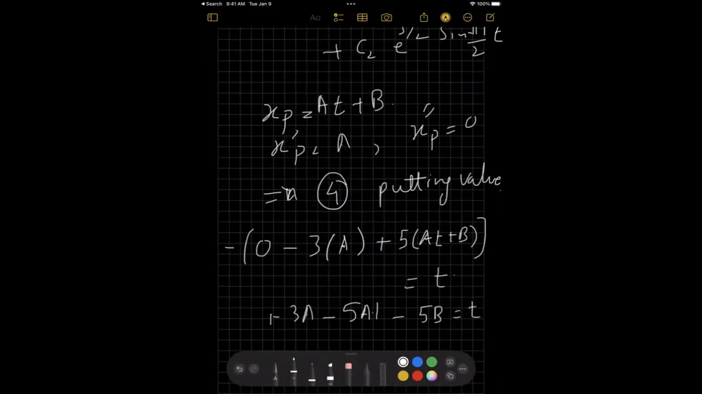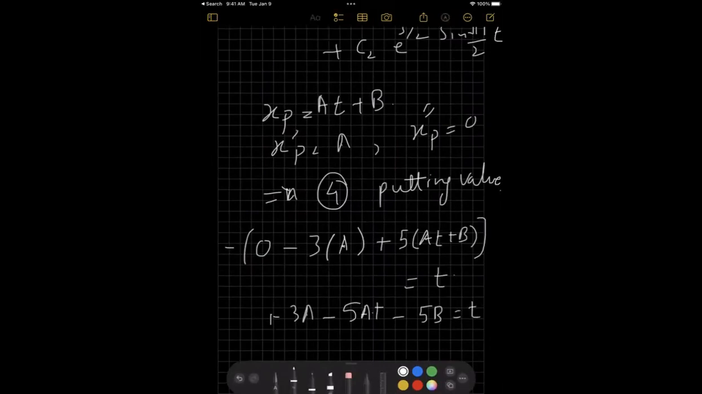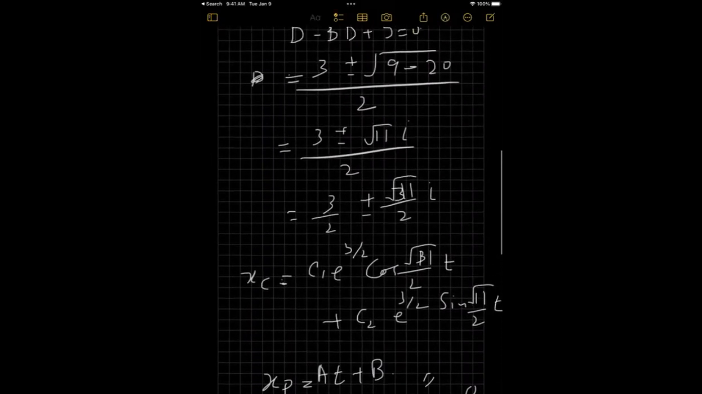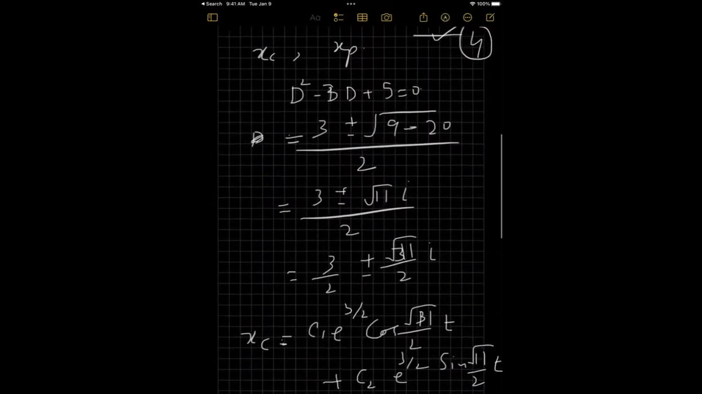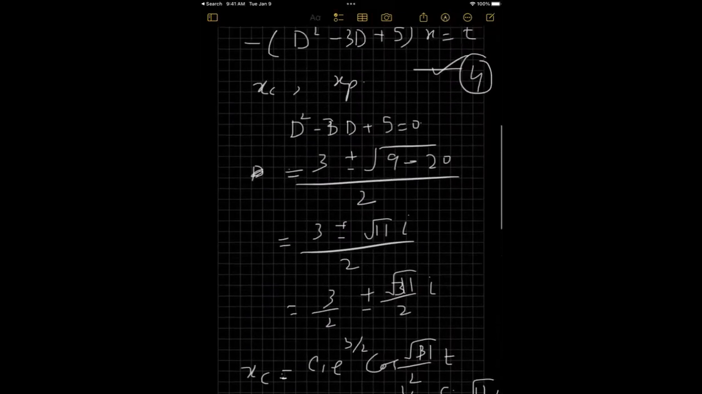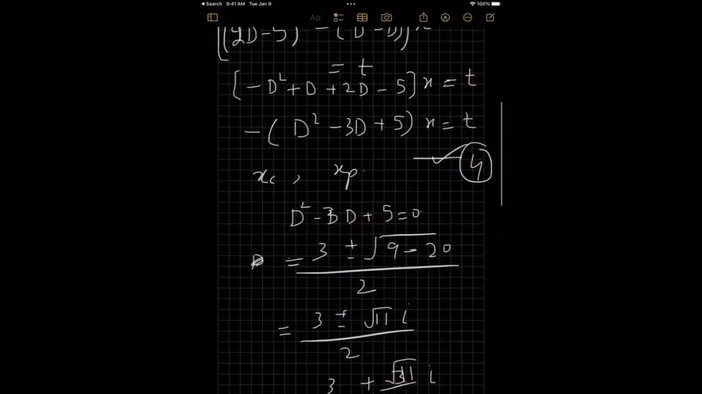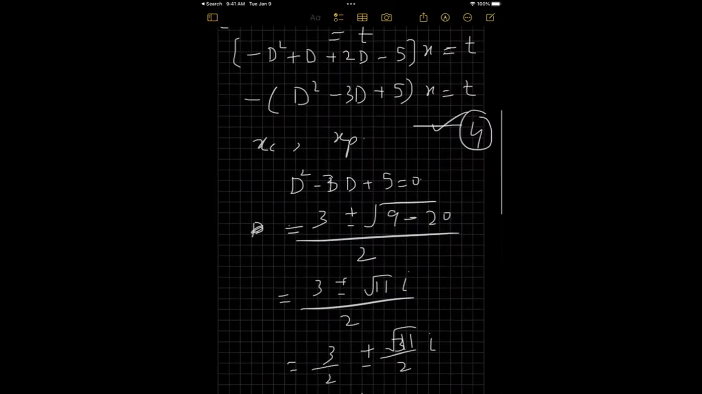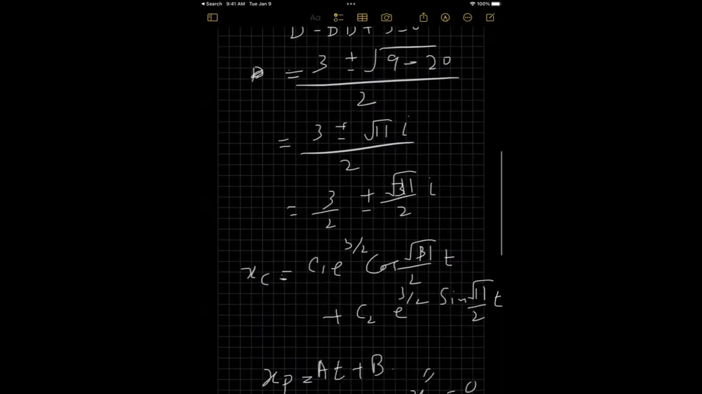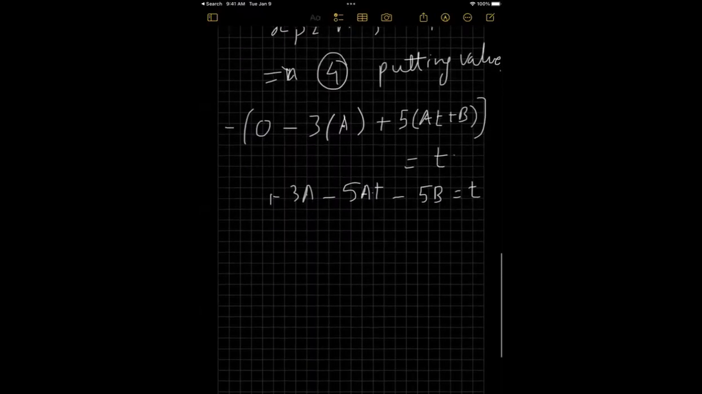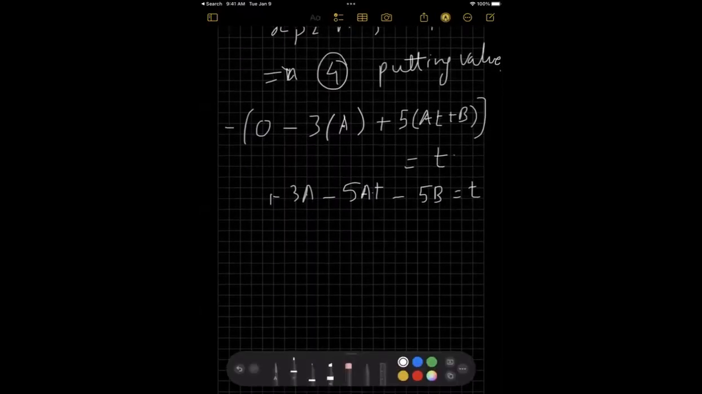If I'm not wrong, you can keep an eye on the mistakes because my screen is moving and you are writing on paper, so you can have good judgment. So we have 3a minus 5b equals 0 and minus 5a equals 1.